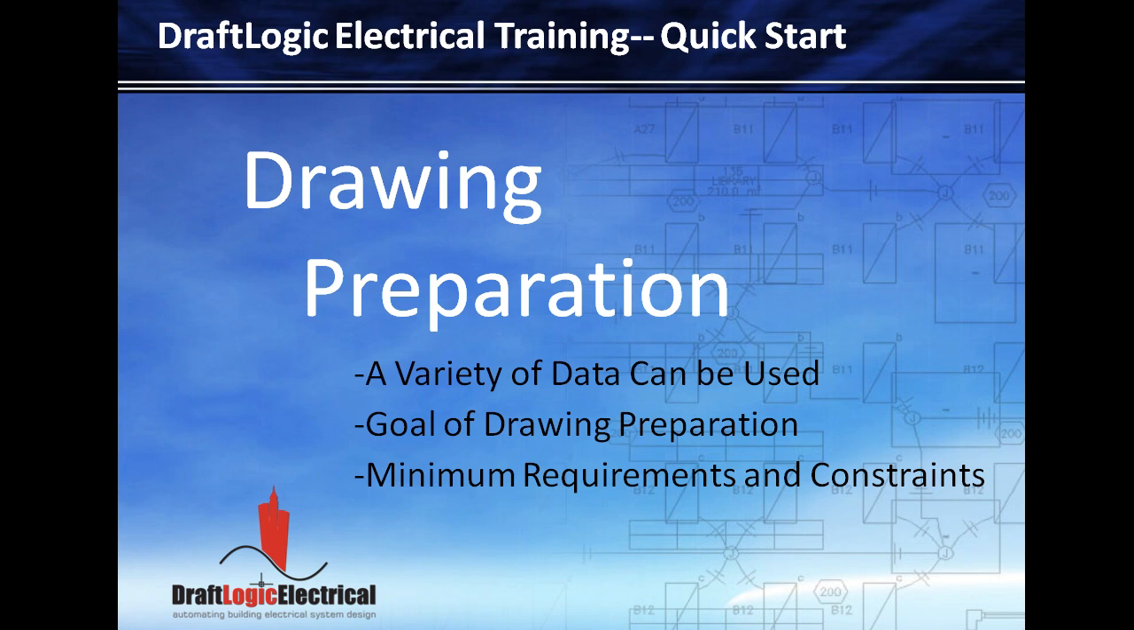DraftLogic Electrical can handle a variety of sources, ranging from PDFs to raster images like JPEGs or BMPs, and of course good quality and bad quality DWGs, whether they came from AutoCAD or were exported from another platform like Revit or ArchiCAD. For this video, we're going to assume the worst case, that we have a bad DWG and need to just manually draw our room and floor boundaries. The goal of drawing discovery is basically to get through it as quickly as possible with good quality boundaries and the minimum of what you need to proceed.